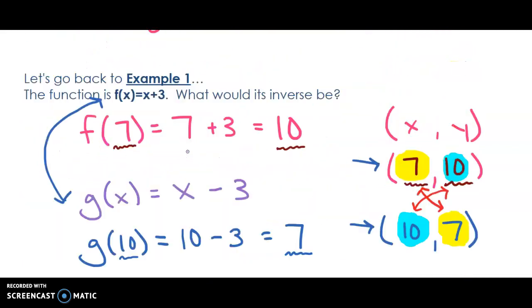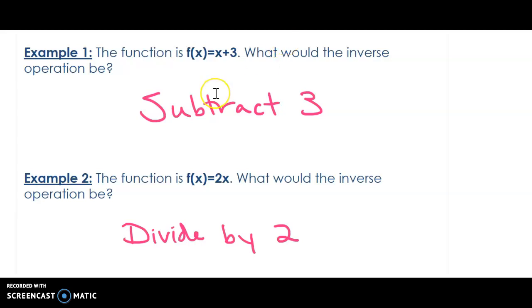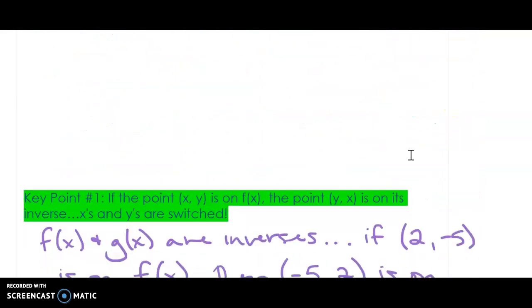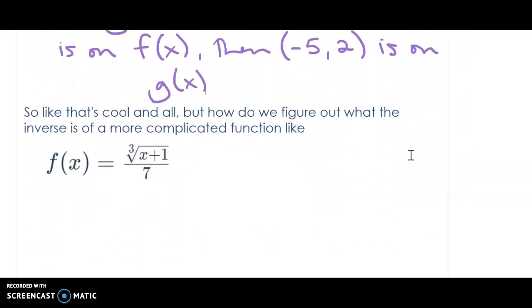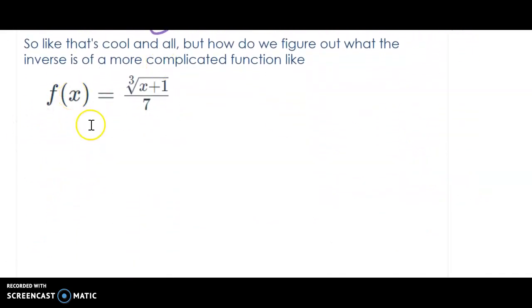And so generally, these first couple examples are super straightforward. Inverse operation of addition is subtraction, inverse operation of multiplication is division, etc. And that's cool, but what happens when we get to a more complicated function like we see here, where f of x is equal to the cubed root of x plus 1, all divided by 7?